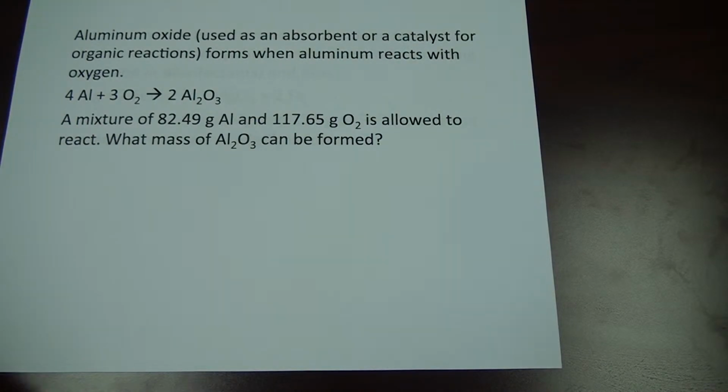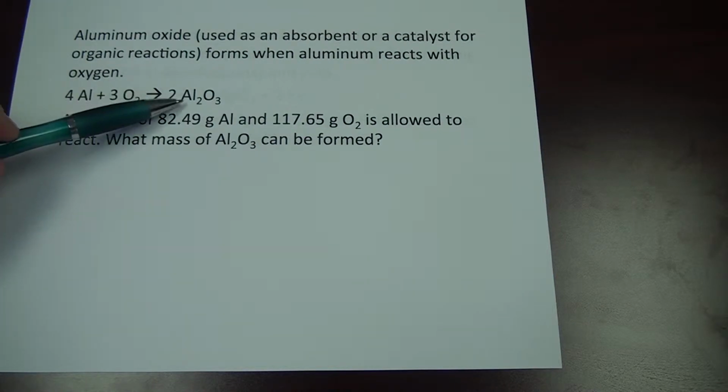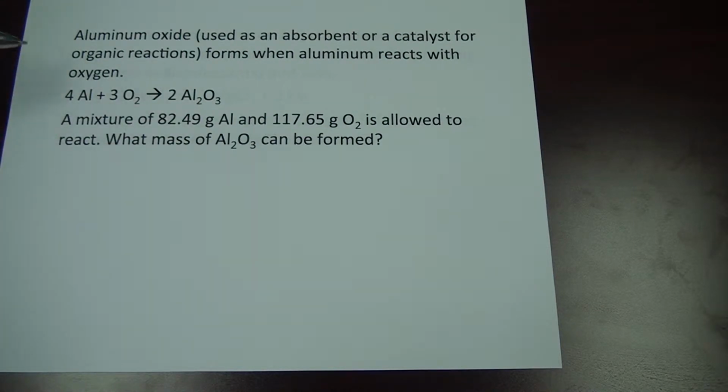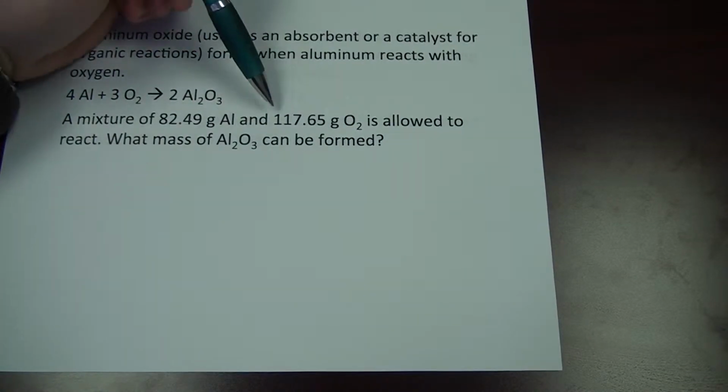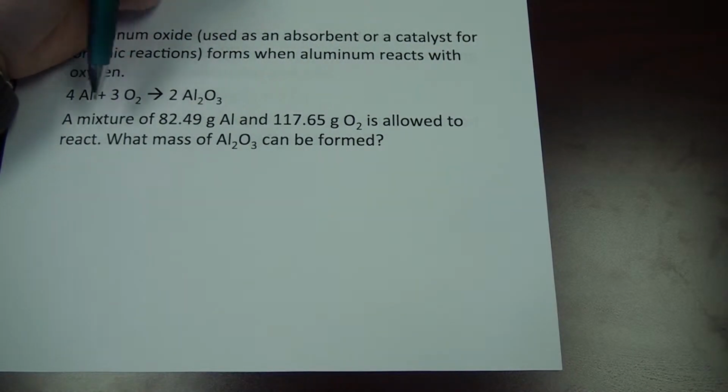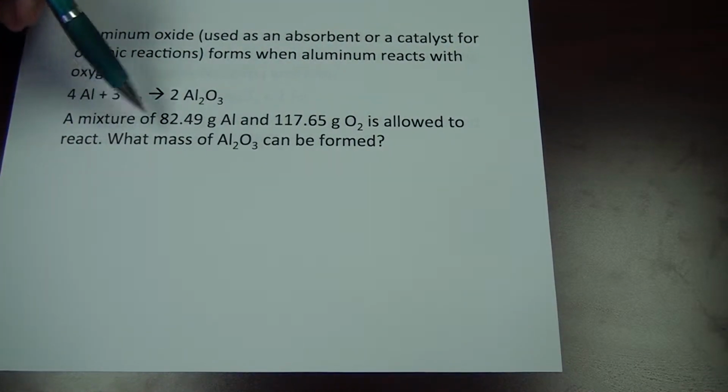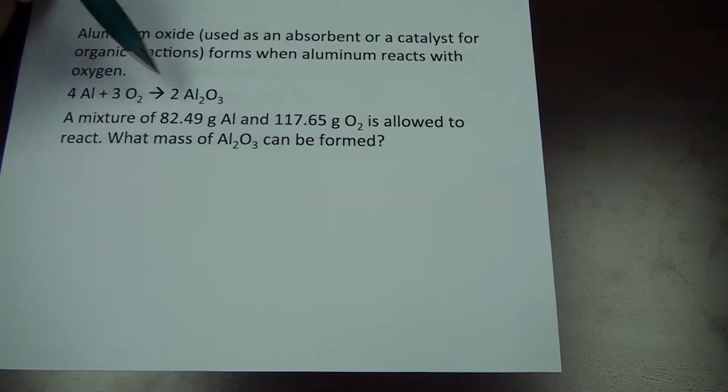All right, next, aluminum oxide, used as an absorbent or a catalyst for organic reactions, forms when aluminum reacts with oxygen. In this reaction, 4Al plus 3O2 gives us 2Al2O3. Again, check to make sure it's balanced. 4 aluminums, 6 oxygens, 6 oxygens. A mixture of 82.49 grams of aluminum and 117.65 grams of oxygen is allowed to react. What mass of aluminum oxide can be formed?